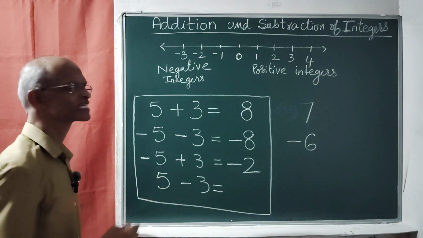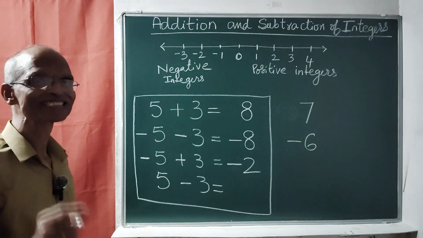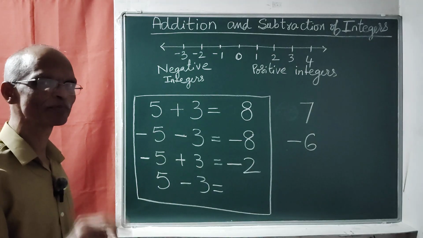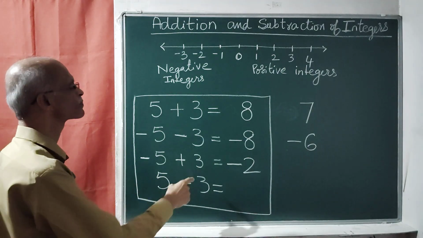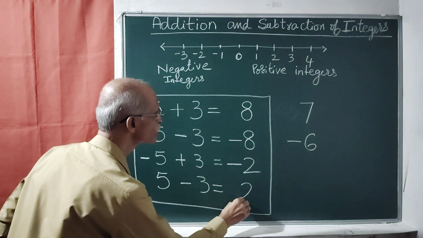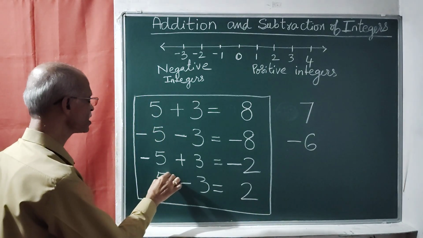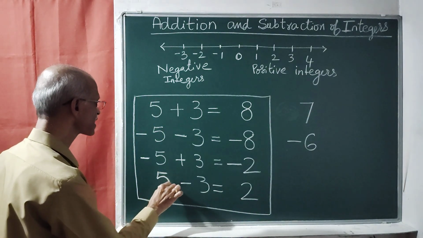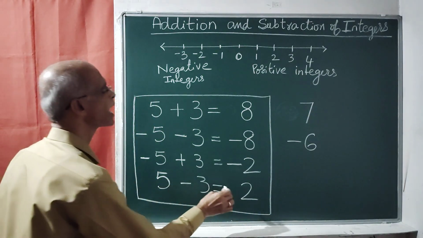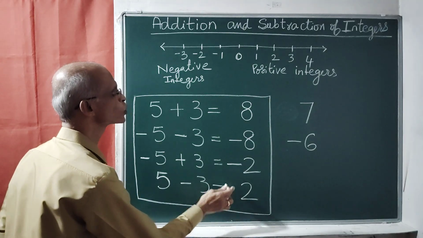Here also the signs are different. We have to subtract and put the bigger number's sign. So if I subtract, I'll get 2. 5 is the bigger number. 5 is carrying a plus sign. So I am going to give a plus sign for 2.